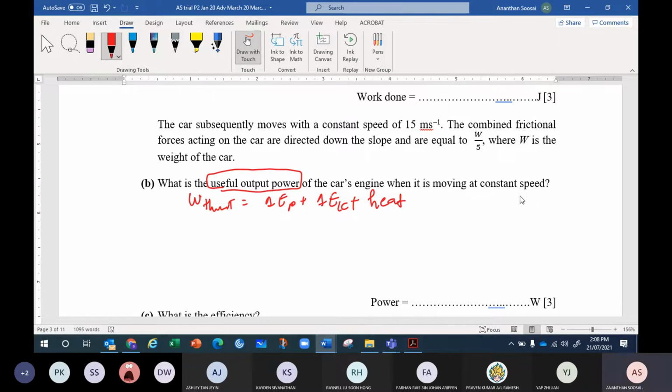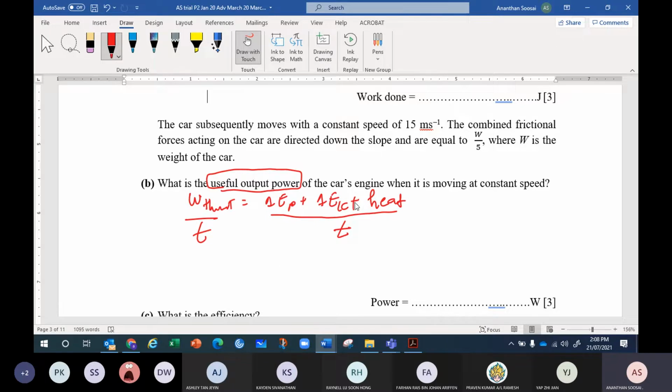Useful output power doesn't increase its kinetic energy. So here the wording is different. Because they're asking for power, if these are all energy, first we change them to power. Power is energy over time. It's all over time.